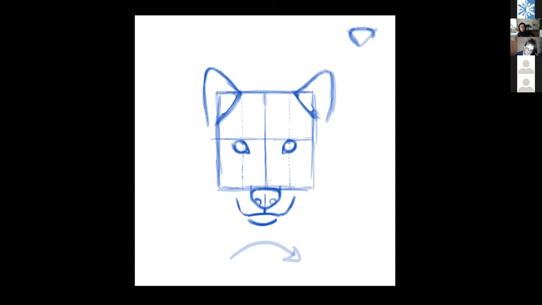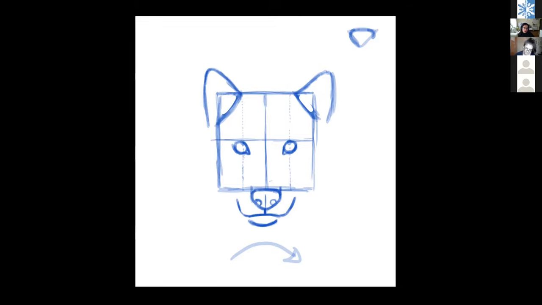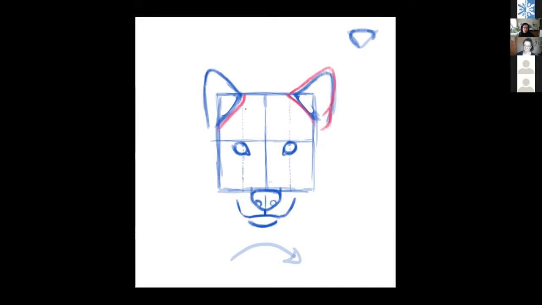For example, if I look at my wolf, one of the things I notice is that I need to cut this more. Actually, I'm going to do it in red. I need to cut this more to give room for more ears. My wolf ears are short, they need to be bigger. See if your wolfy ears are looking okay.